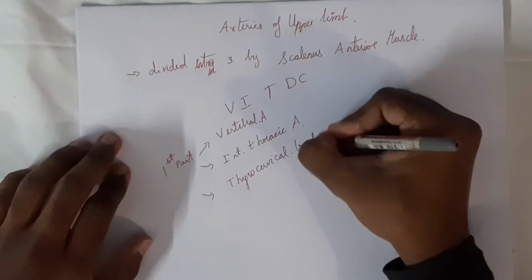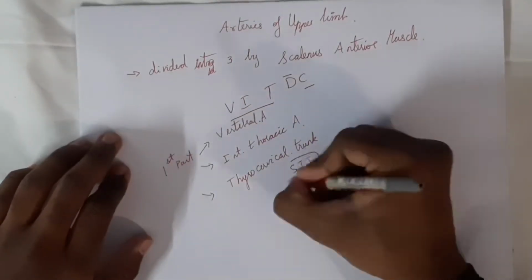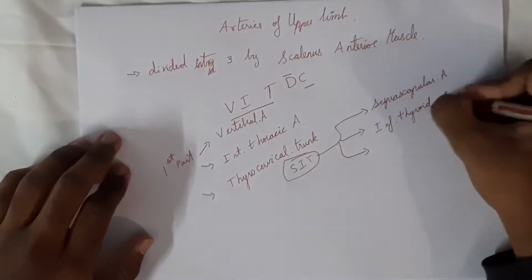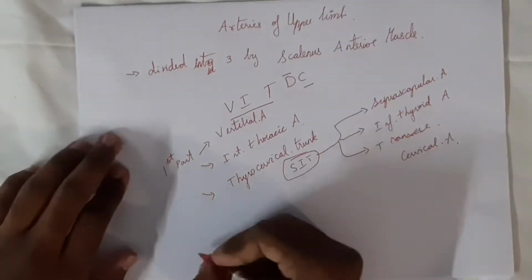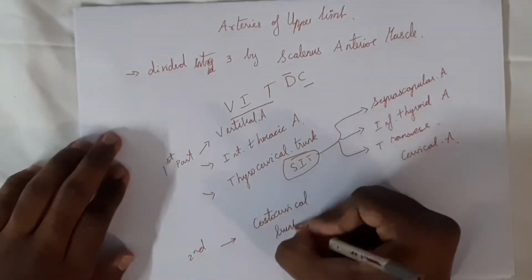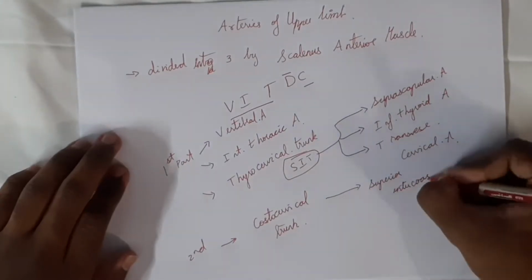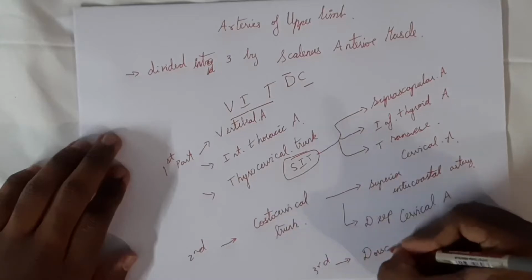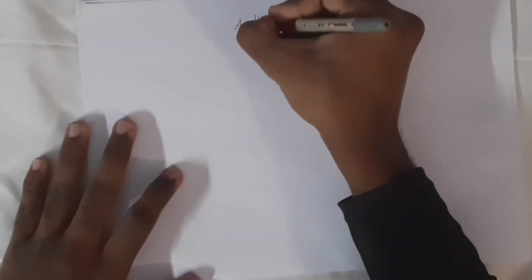The first part gives the vertebral artery, internal thoracic artery, and thyrocervical trunk, which is divided into suprascapular artery, inferior thyroid artery, and transverse cervical artery. And now to the second part, which is the costocervical trunk. Costocervical trunk gives rise to two branches, superior intercostal artery and deep cervical artery. And then the third part, the dorsal scapular artery.